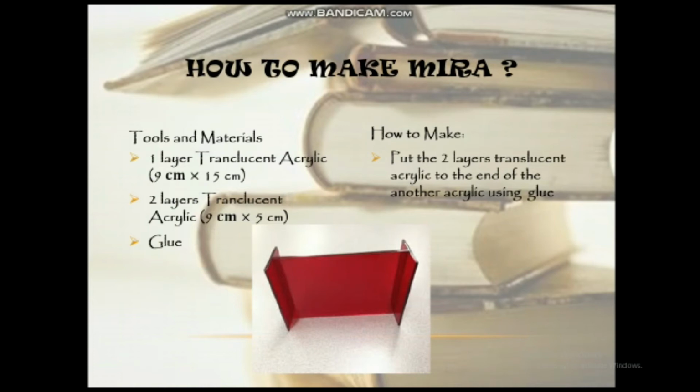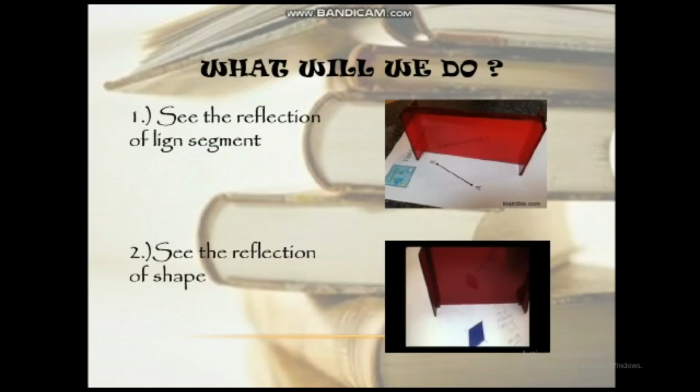Then, here, we can see what we can do with these tools. First, we can see the reflection of a line segment. And the second, we can see the reflection of a shape. We just need the line or shape, and then we can see the reflection by putting the mirror beside the line or the shape.